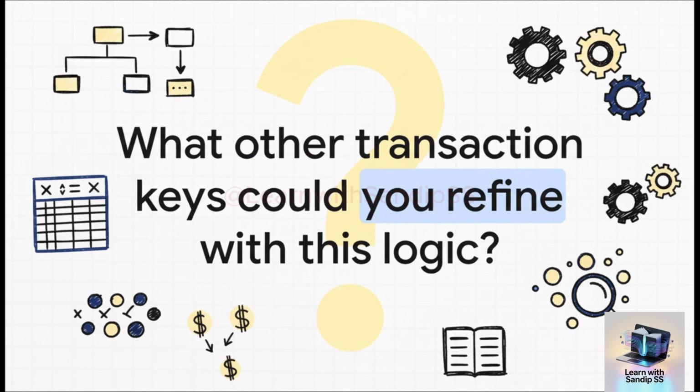And that leaves us with a final thought for you. Now that you understand the power of account grouping codes with GBB, take a look at your own system. What other transaction keys are maybe a little too broad? Where else could you apply this same logic to bring more clarity, more precision to your company's financial postings?